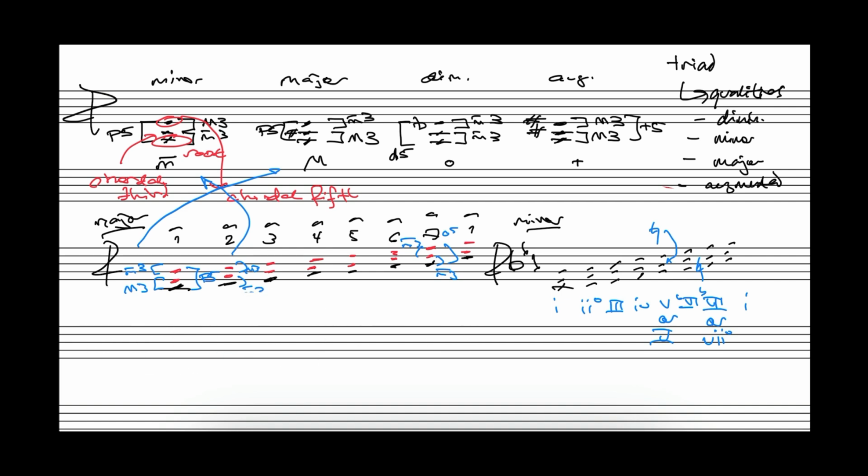So if I give you a key signature and a root, for example, key signature of G minor and a root of A, that would be a diminished chord. I want you to be able to identify these chords very quickly.